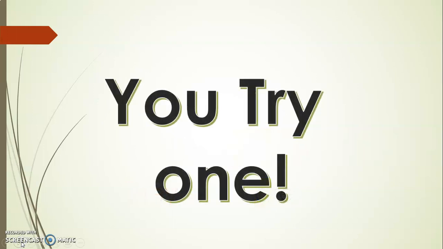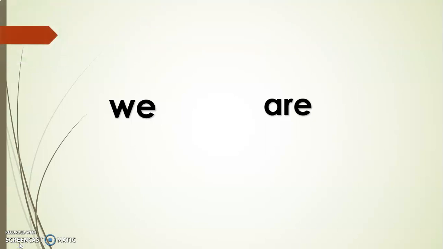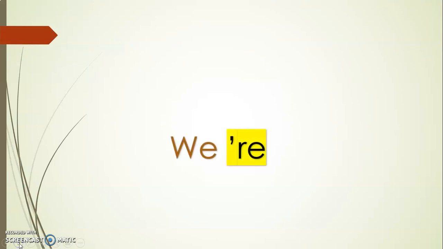Okay, lovies, you were going to try one. So we are. Think about that second word and what's going to change to make a contraction. All right, lovies. Time. So we are becomes we're. Like we're going to the store. So again, we're shrinking those two words into one. And again, that A is being replaced by that dash or apostrophe.